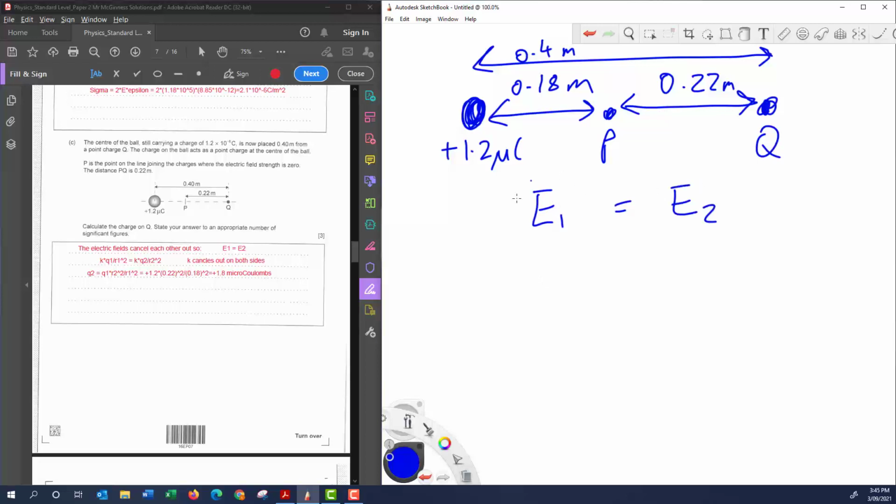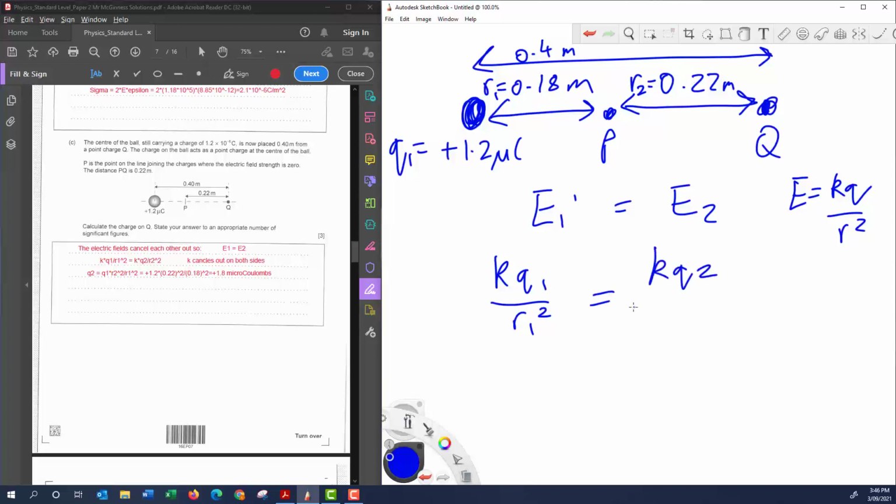Then I can just substitute in the electric field due to a point charge. I'll just write the formula over here for a minute. Electric field in general is equal to KQ over R squared. So for this left-hand side, I can say it's KQ1 over R1 squared, where my Q1 is equal to this charge, and my R1 equals that, whereas my R2 equals this over here. So that must be equal to KQ2 over R2 squared.